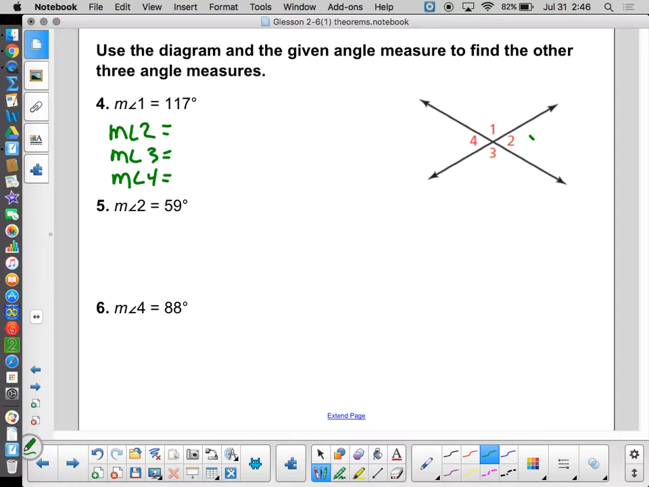So if 1 is 117, which other one has to be 117? The vertical one has to be. The other two have to be supplementary because they're linear pairs, which means adding up to 180. So 117 plus what is 180? That would be 63.